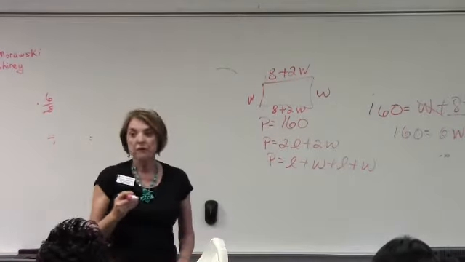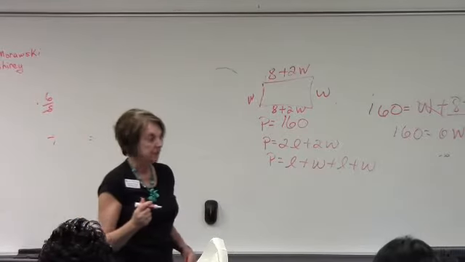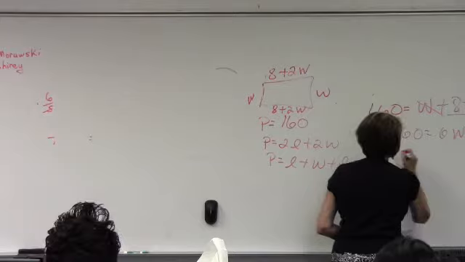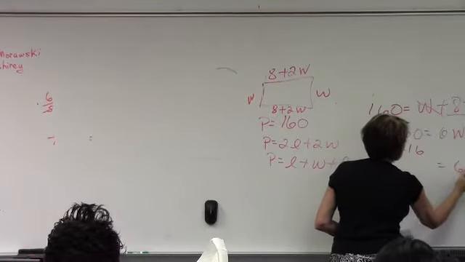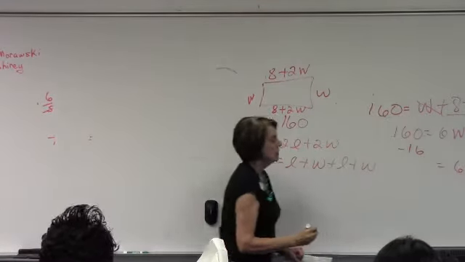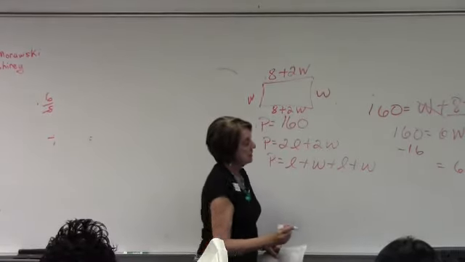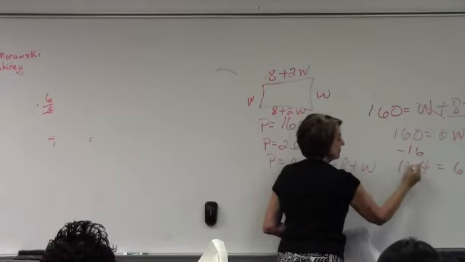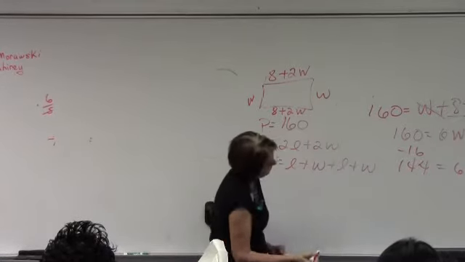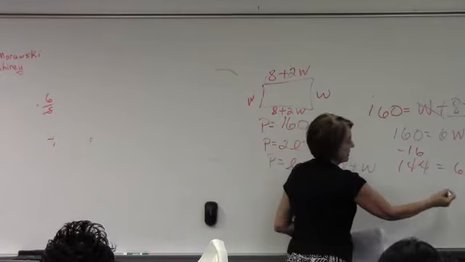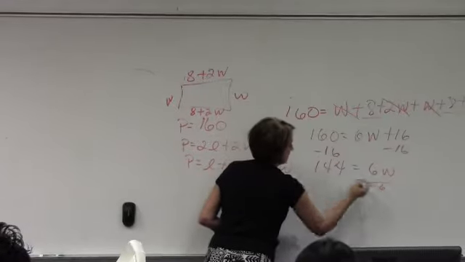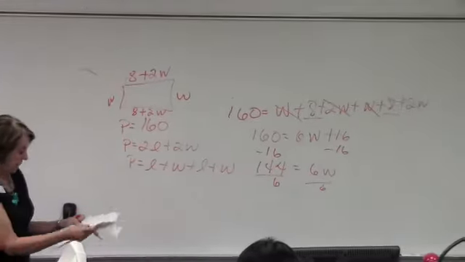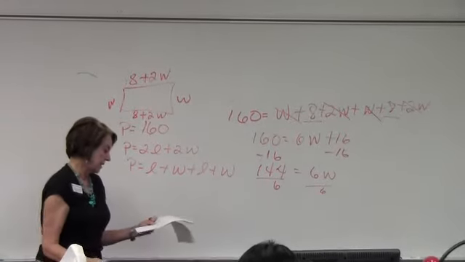I'm trying to find the width, so what is my next step? Isolate the W by subtracting the 16 first. So 6W would equal 160 minus 16, 144. Okay, last step. Divide both sides by 6, okay? And what do you get when you divide 144 by 6?